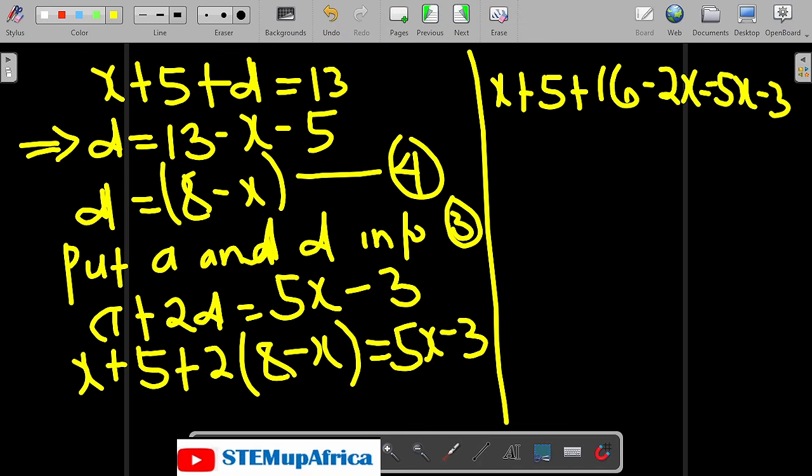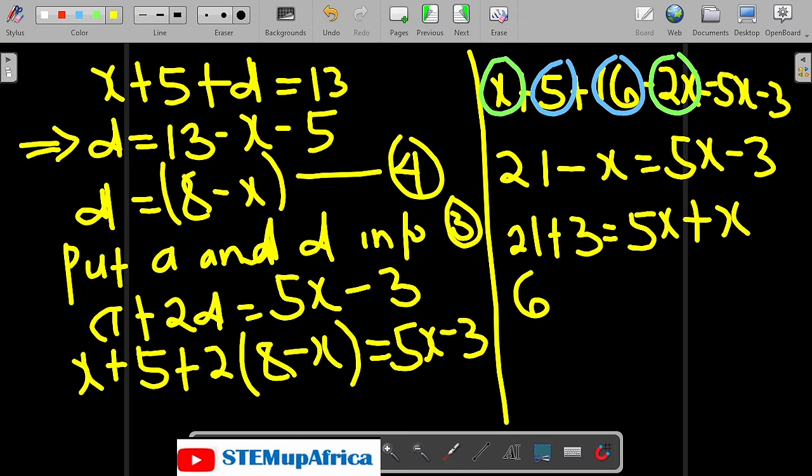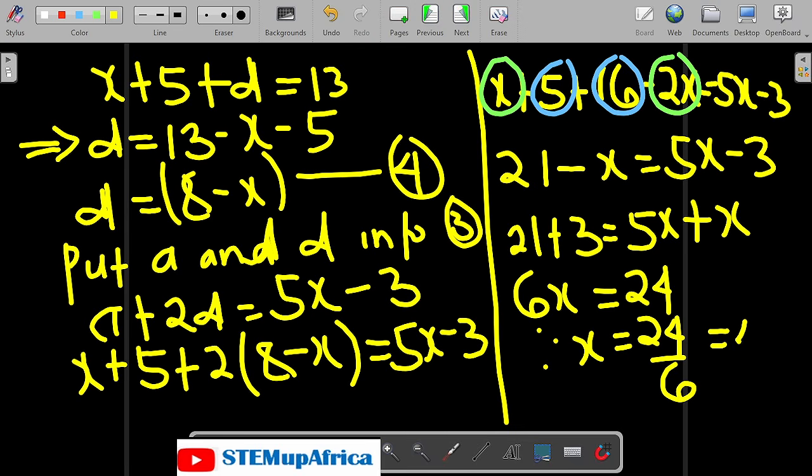So I will add those I can add. I can add 5 to 16. That will give me 21. Then x and minus 2x, that will give me minus x equals to 5x minus 3. So to get x from here, I will collect like terms. I'm going to have 21 plus 3 equals to 5x plus x. So I'm having 6x equals to 24. Therefore, my x is 24 over 6. The value is 4. So this is the solution to question 2a.